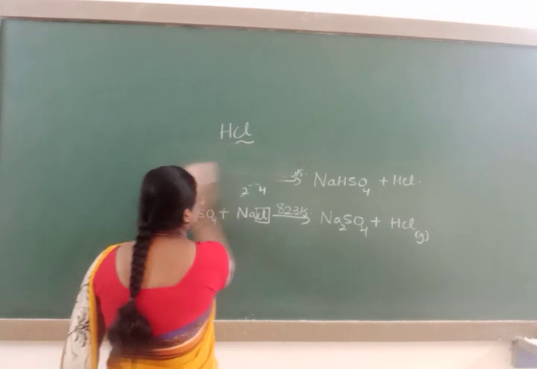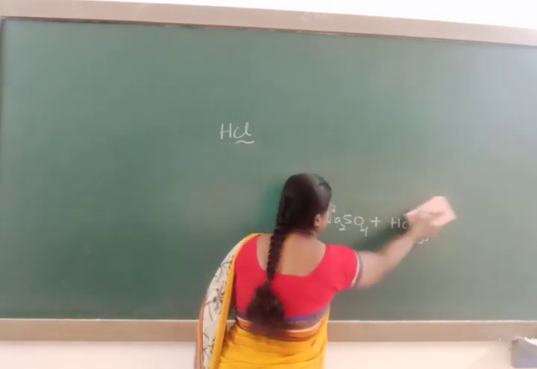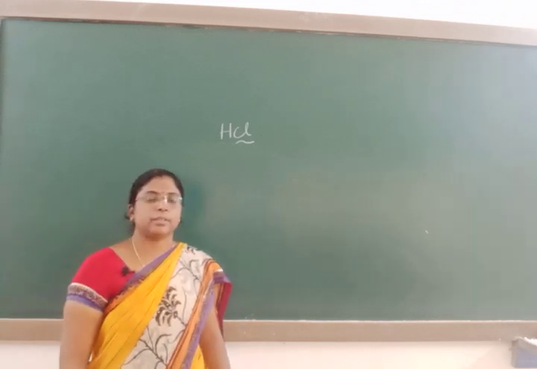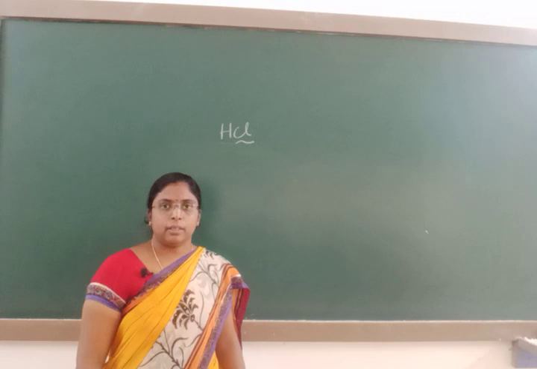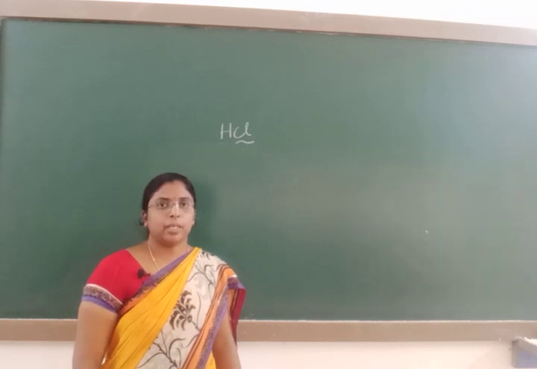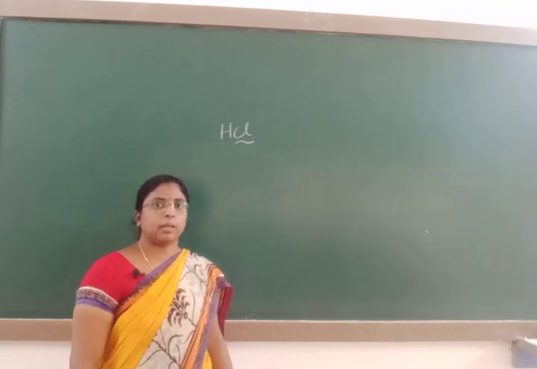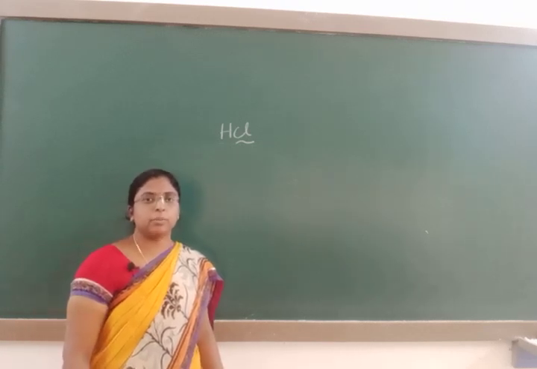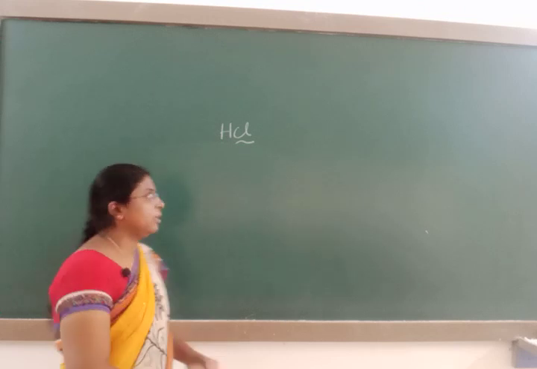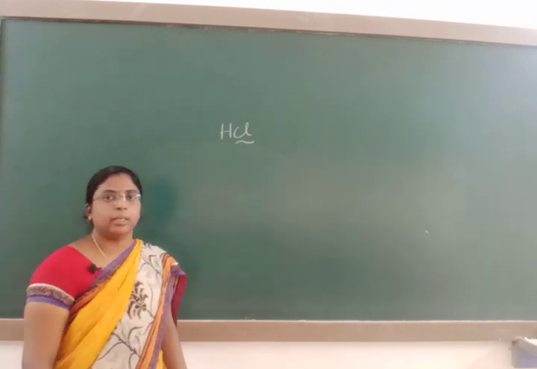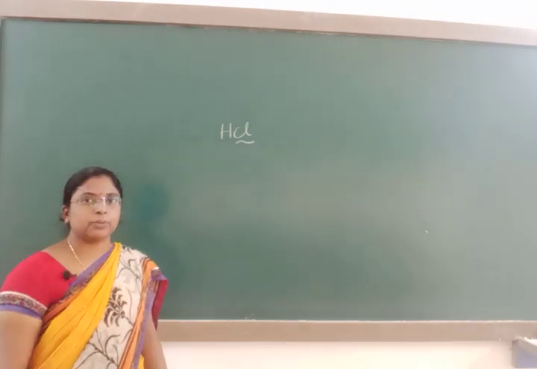After laboratory methods of preparation of HCl, next comes its physical properties. If you see the physical properties of HCl, it is a colorless gas having a pungent odor. And next, it can be liquefied, but you cannot get any colorless liquid. It will be slightly yellow in color. HCl gas can be liquefied, but it has a little bit of color. These are the two physical properties.